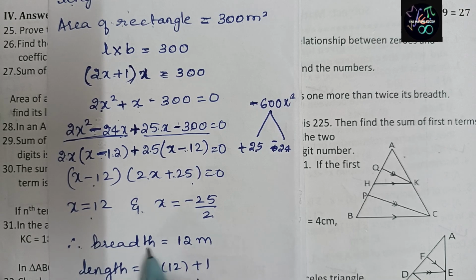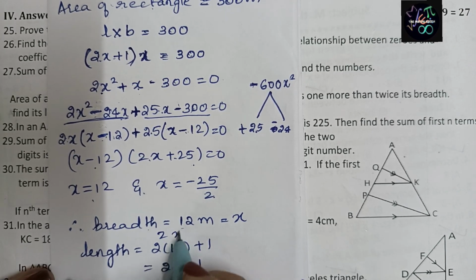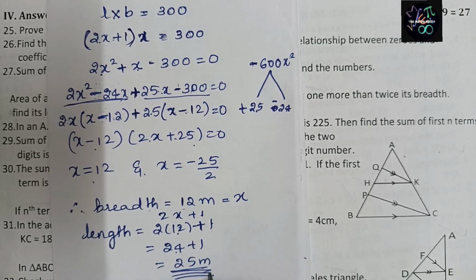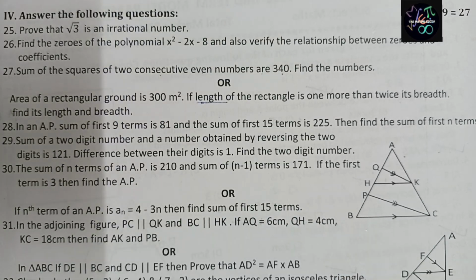Therefore, breadth is equal to 12 centimeter, that is the x value, and length is equal to 2x plus 1, right? So 2 as it is, x value is 12, plus 1. 12 2s are 24, plus 1, that is 25. So we got the length and breadth. Let us see the next question, what they have mentioned here.